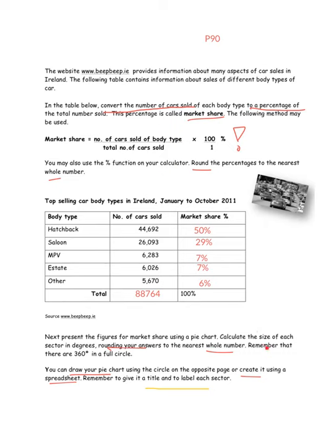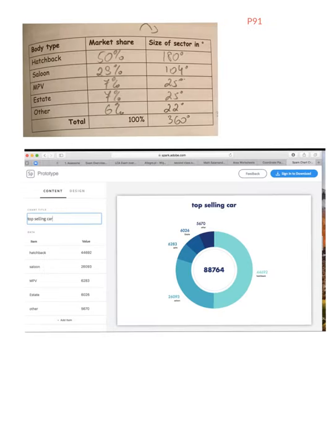Now, on the next slide, I show you how to draw the pie chart. I show you how to use another website to draw the pie chart, okay? You might draw a pie chart, or you might create it using a spreadsheet. And we need to remember to give a title and label each sector. Okay, so on page 91 you can see there's a table to fill in, and there is an empty circle to fill in as well.